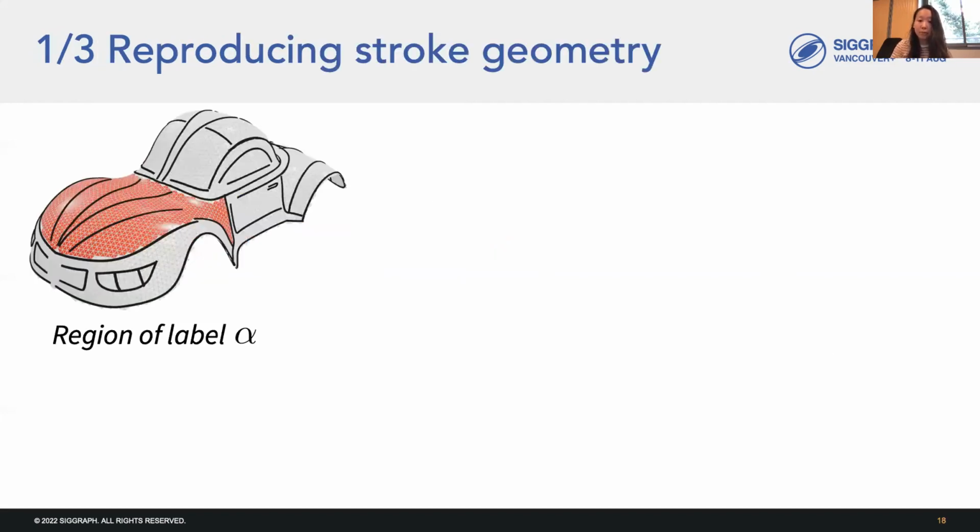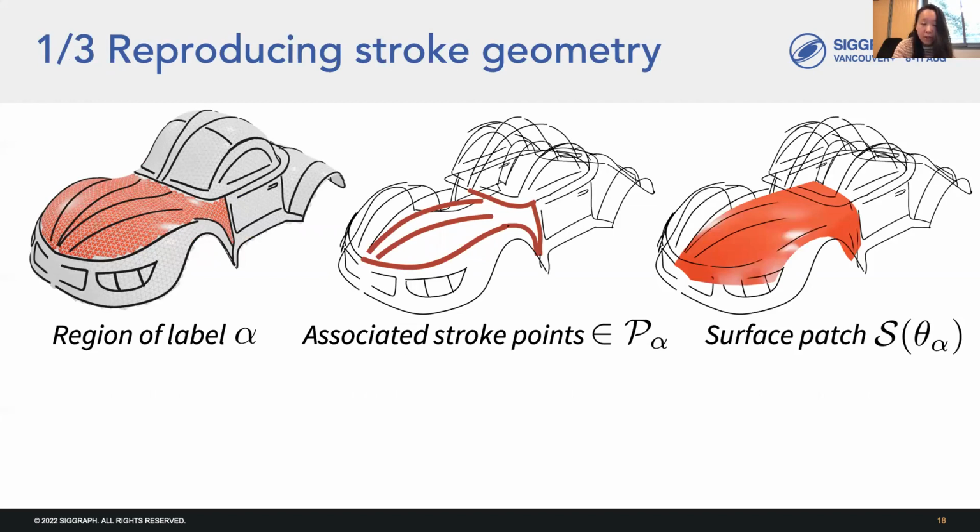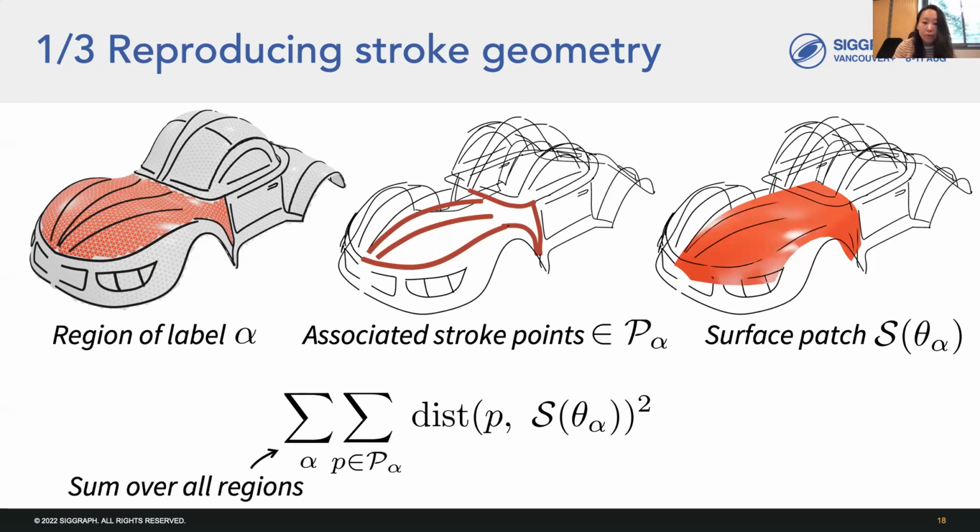So recall first that a given region of the segmentation has a set of stroke points associated to it. To measure how well a surface patch reproduces the geometry of strokes of the corresponding region, we compute square distances between the surface and all stroke points associated to this region. Then we sum the contributions of all surface patches and corresponding regions.